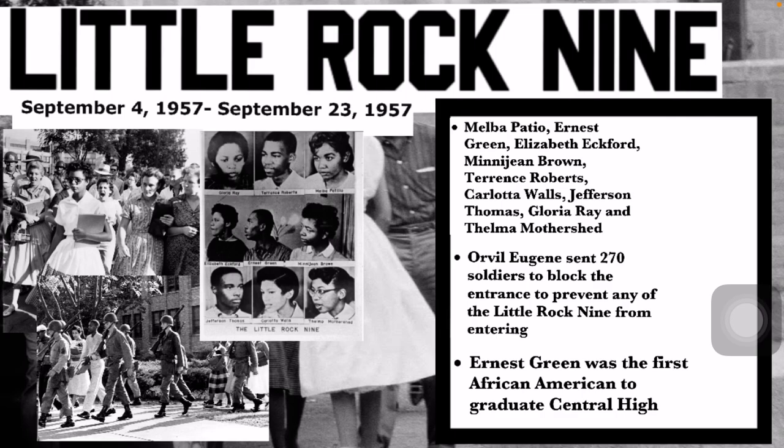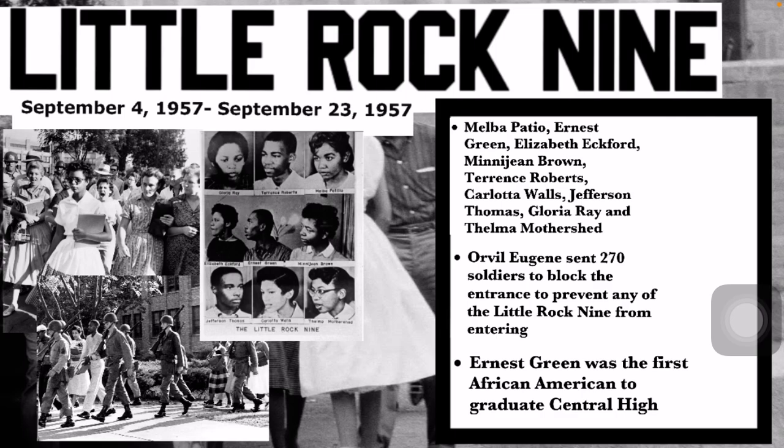Following events included the Little Rock Nine. Nine Black Americans, Melba Pattillo, Ernest Green, Elizabeth Eckford, Minnie Jean Brown, Terrence Roberts, Carlotta Walls, Jefferson Thomas, Gloria Ray, and Thelma Mothershed, attempted to attend Central High, a predominantly white school, encountering a large white crowd threatening them, shouting, and throwing things at them.